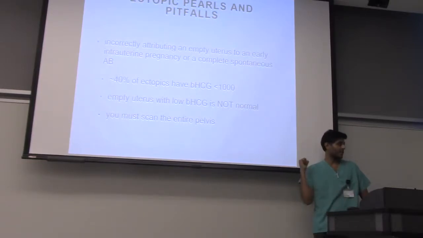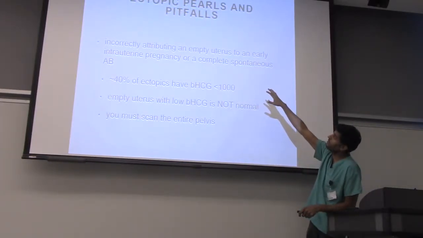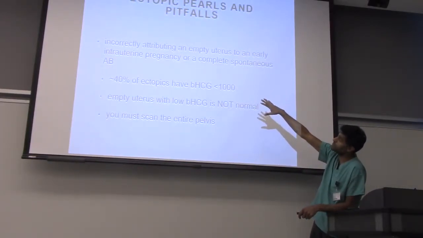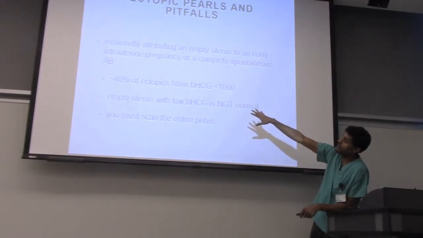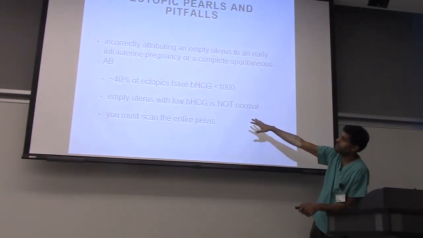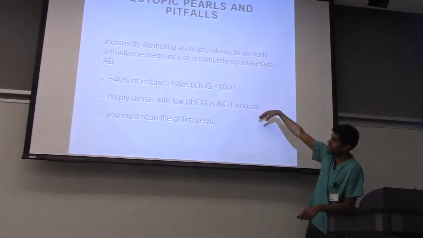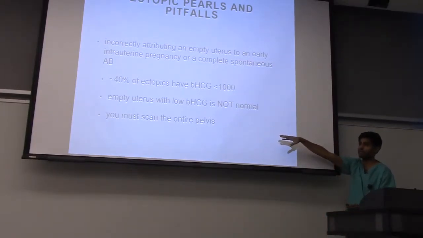Okay. The second major pitfall is incorrectly identifying or attributing this empty uterus to an early intrauterine pregnancy or a complete spontaneous AB. A large number of ectopics have very, very low betas. An empty uterus with low beta is not normal, and if these two things happen to you, you must advance to transvaginal ultrasound and scan through the entire pelvis of the patient.